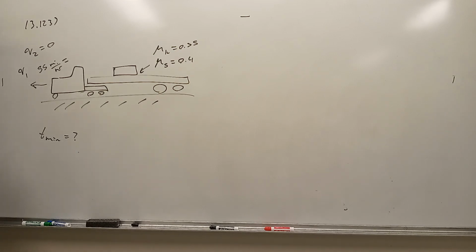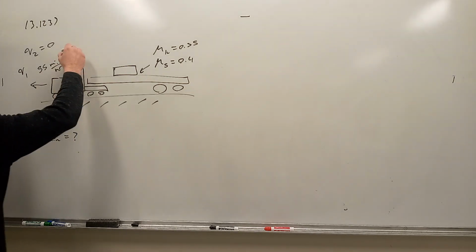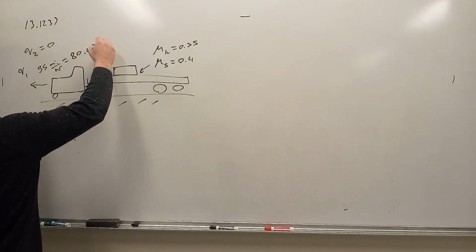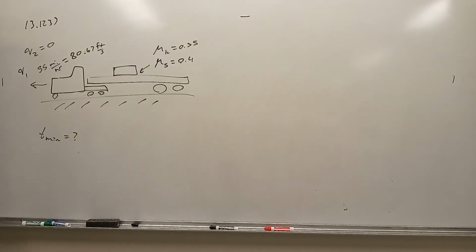All right. Well, let's think about what we mean by some of these things. Let's start off with 55 miles an hour. Let's convert that to feet per second. So multiply by 5280, divide by 3600. 80.67 feet per second.